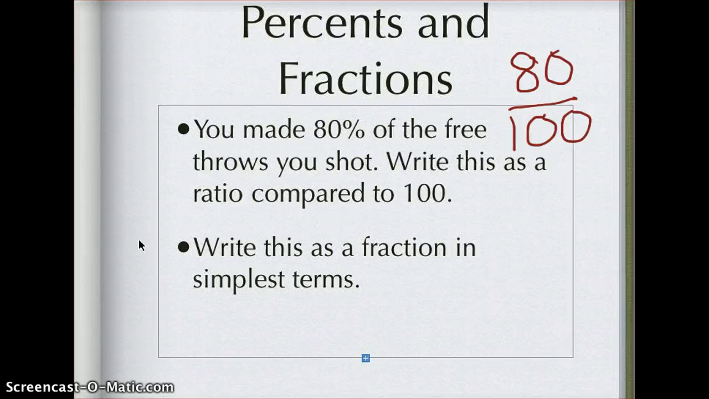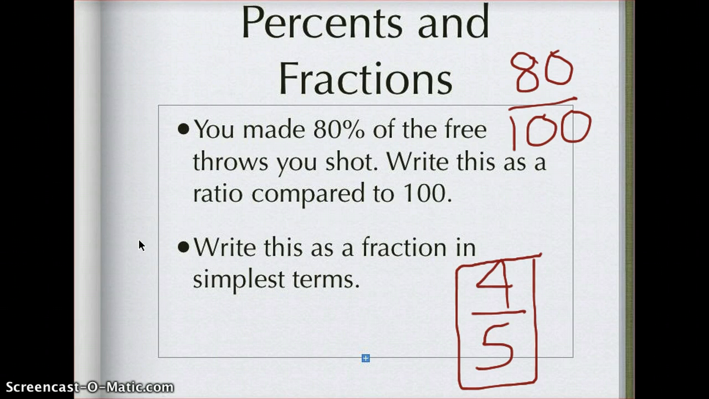Part 2, write this as a fraction in simplest terms. Please pause the video and just try that real quick. Alright, 80/100 simplifies to 4/5. So the answer is 4/5. I made 4/5 of the free throws that I shot.